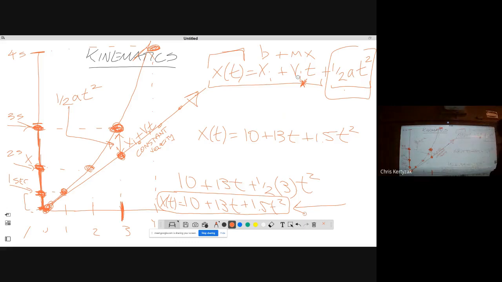And then they ask, based on this model for the position versus time of this runner, what is the runner's acceleration? Choice A, 10. Choice B, 13. Choice C, 1.5. Choice D, 3. That's the kind of question they might ask.